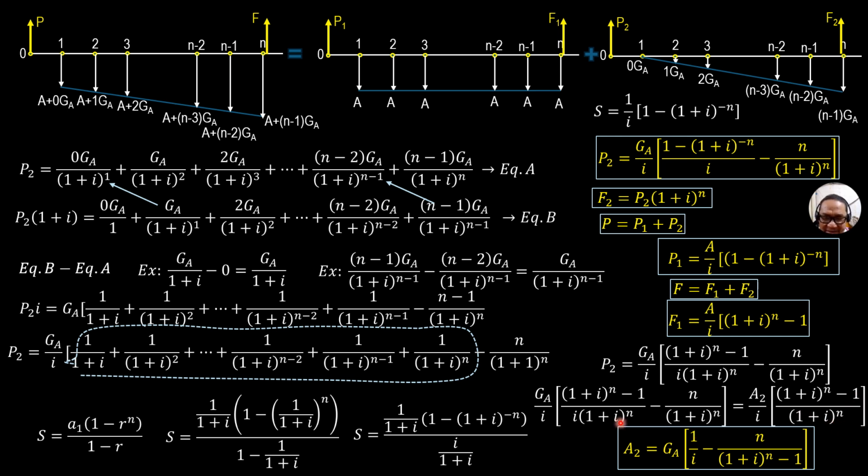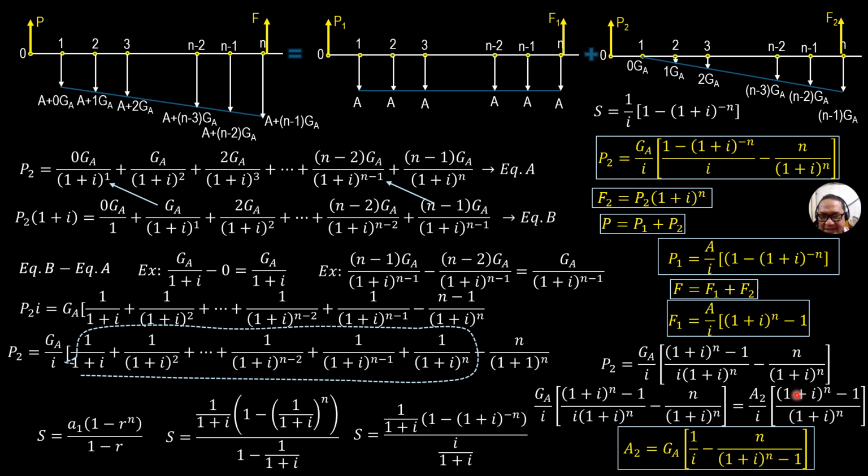So simplifying, A sub 2 would be G sub A over quantity 1 over I minus n over 1 plus I to the n minus 1. So that's the equal payment. Again, the idea is the present worth of this uniform arithmetic gradient is equated to the present value of annuity, and the equivalent uniform payment is A sub 2.